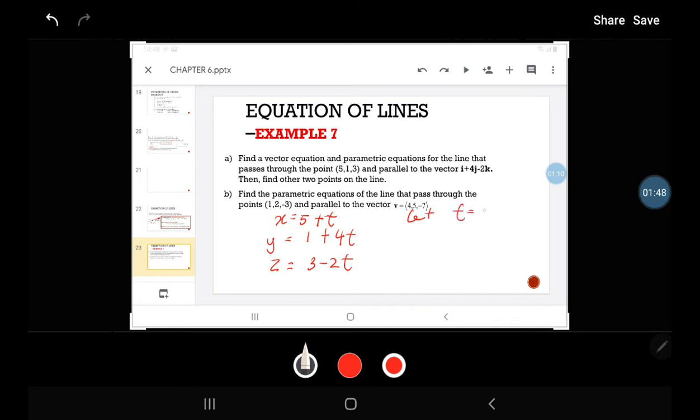So I'm going to let t be 1. So x should be, what, guys? 6, y is 5, and z is 1. So this is point number 1. If we let t be 10, the answer is 15, 41, and minus 17. That is how you find the other 2 points on the line given the parametric equation.